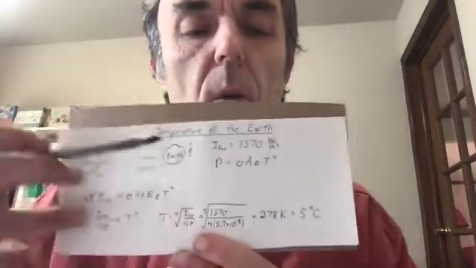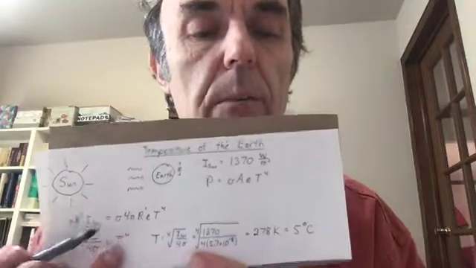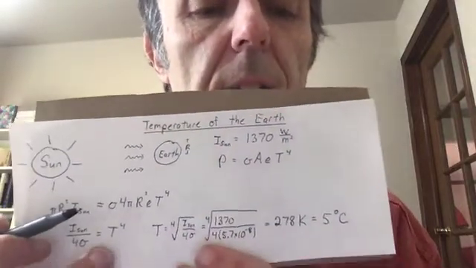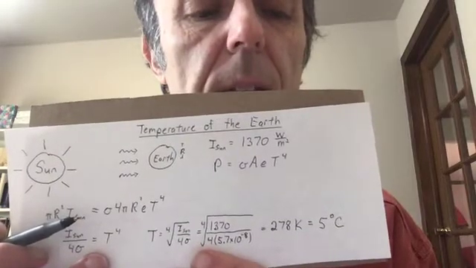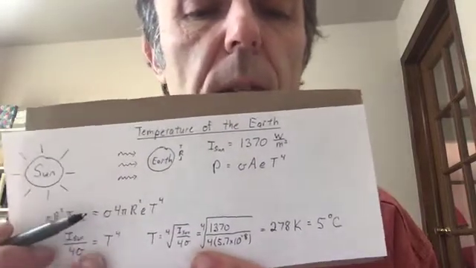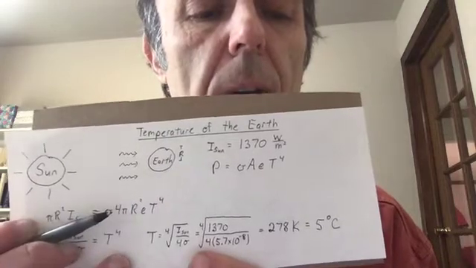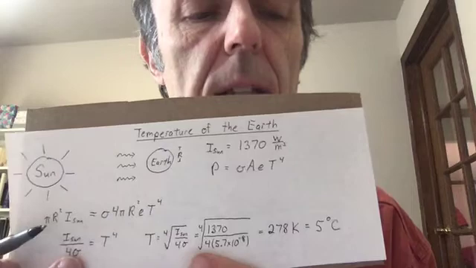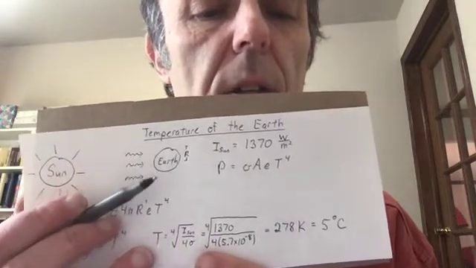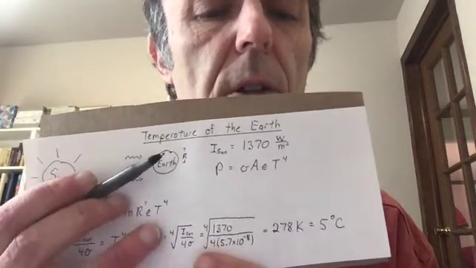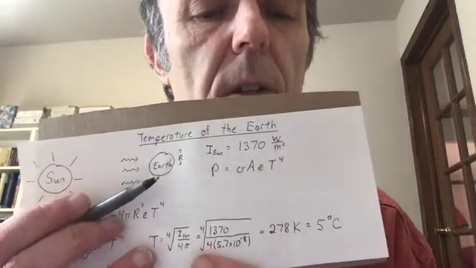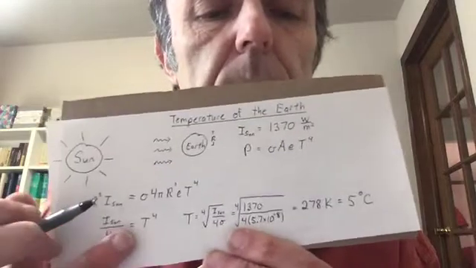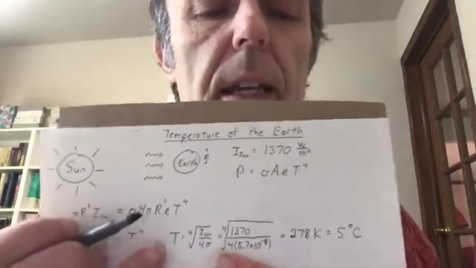Okay, so we're going to set the energy absorbed, which is going to be I, the intensity from the sun, watts per meter squared. And this is really going to be power absorbed equals power radiated. The power absorbed, you have to multiply by the cross-sectional area. This would be the cross-sectional area of the Earth, just the cross-sectional area of the circular disk that the Earth represents with respect to the sunlight, which would be pi r squared. That's the amount of energy that comes in and is absorbed by the Earth.